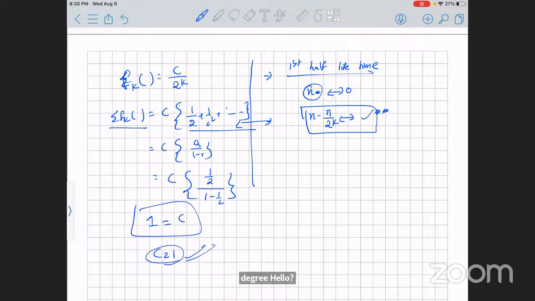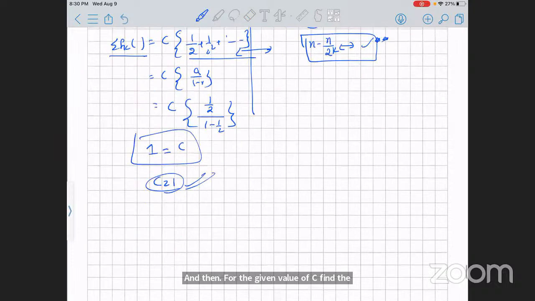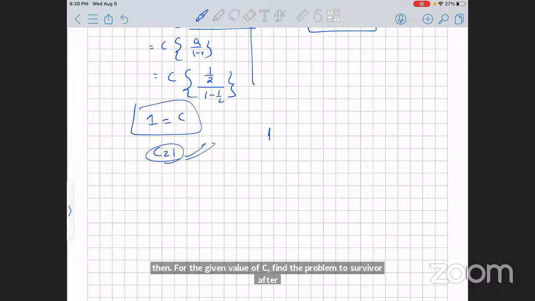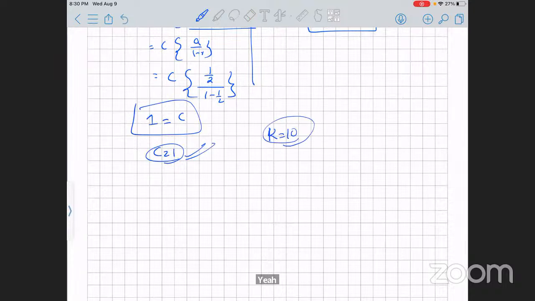That is the main important thing. And then, for the given value of c, find the probability of survival after 10 half-life times. K equal to 10 indirectly. You can simply substitute k equal to 10, and c is equal to 1. It is very easy.